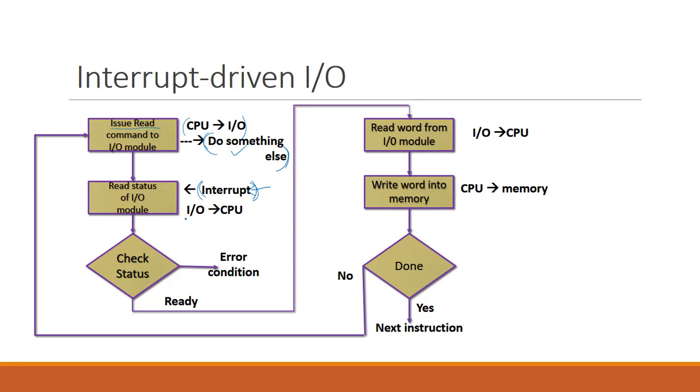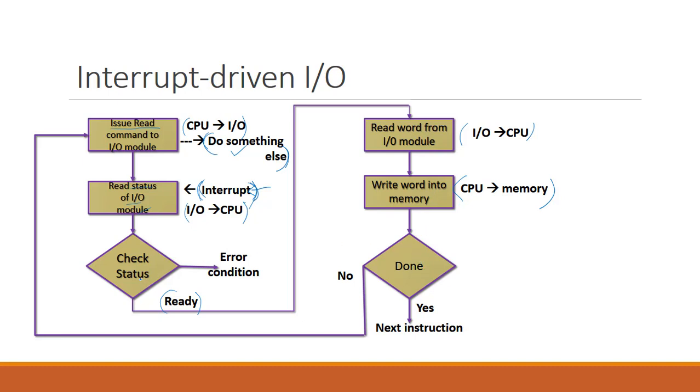Okay, this is the interrupt and read status of the IO module, and the CPU checks the read status from the IO module. That means a status is sent from the IO to the CPU along with an interrupt. Then the CPU checks the status. If the status is ready, then it reads the word from the input output module. So the CPU reads the word from the input output module and next stores it into the memory. This part is the same as the previous.